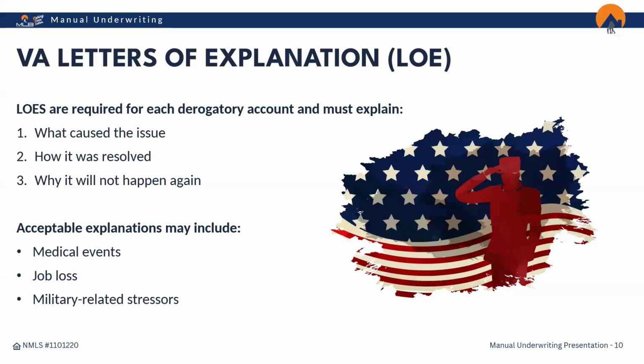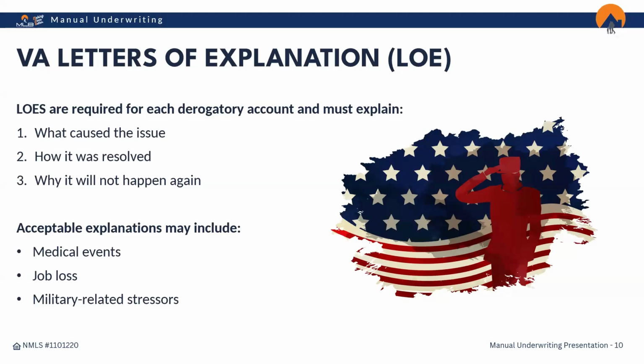Acceptable explanations include medical events, temporary job loss, and in the case we're talking about VA right now, also military-related stressors or deployments. Those are situations that come up that are specific. Any type of vague explanation is not going to be sufficient. We need these to be as detailed as possible. We need the borrower to be the one who's actually writing these letters of explanation.